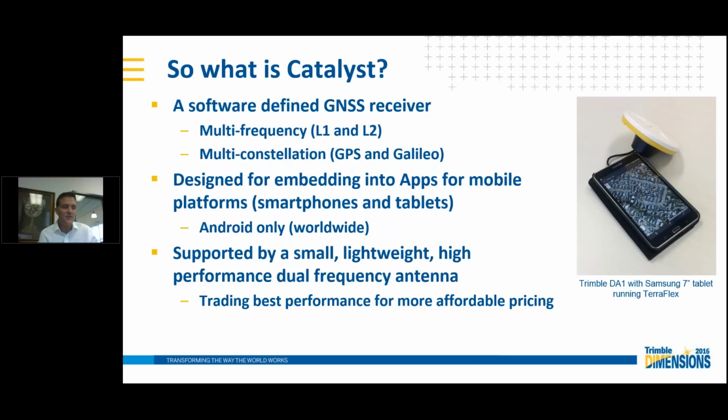This is not a solution to make that receiver in the smartphone more robust. It dismisses that one altogether, and because of the processing power in smartphones, we've moved the processing into the tablet and the smartphone. So it's designed for embedding into apps on mobile platforms. And right now it's Android only, just because it's easier and quicker to build apps on the Android platform. And then we can support this with a small, lightweight, high-performance dual-frequency antenna. I'm holding up a Trimble receiver here, but the same technology goes in a GS15 or a Topcon GR5. All the receivers work that way today.